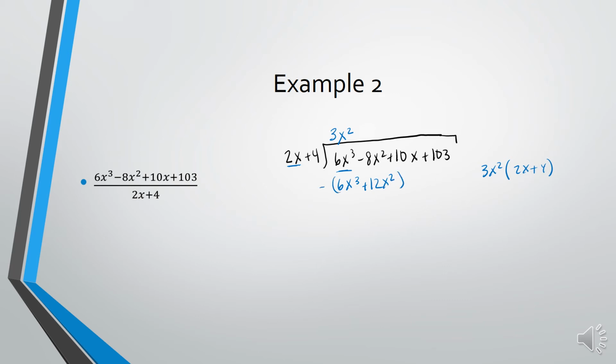Now I've multiplied and subtract. The 6x cubes cancel, which is good. And then I have negative 20x squared. Don't forget to bring down all your other terms. So plus 10x plus 103.